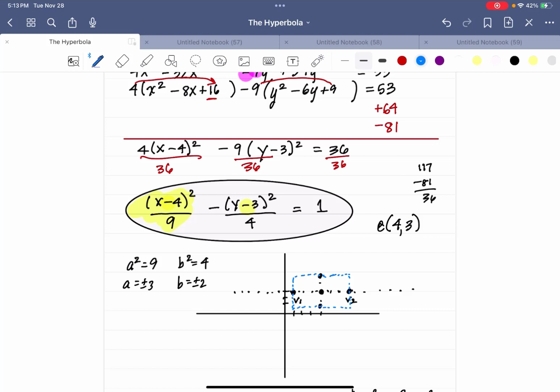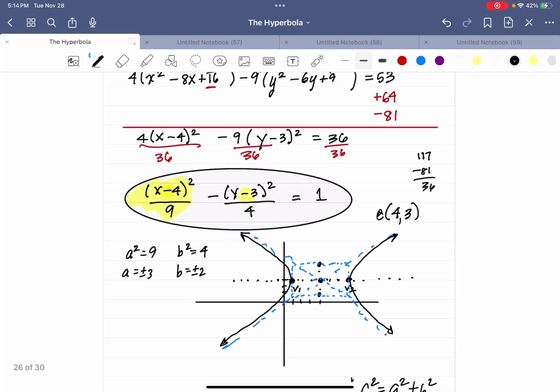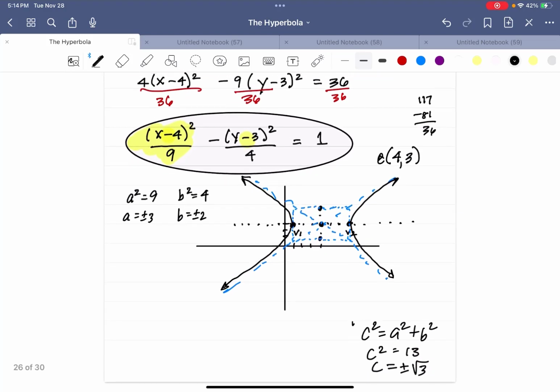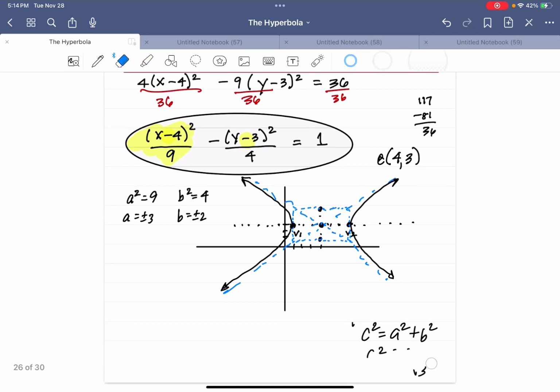Okay, that lets me draw my asymptotes. And so that allows me to draw my hyperbola through the vertex approaching the asymptote, through the other vertex approaching the asymptote. All right, so let's go ahead and note what our vertex is.